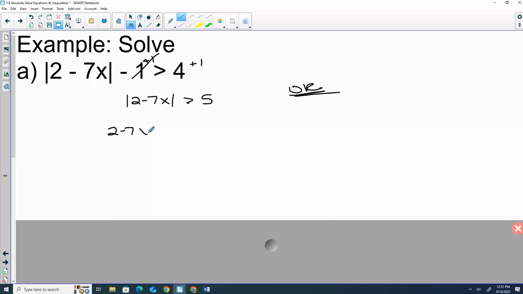First one, just drop the absolute value. Or, second one, flip the inequality, make it a negative. Solve these. So if I subtract by 2, what happens if I divide by -7?